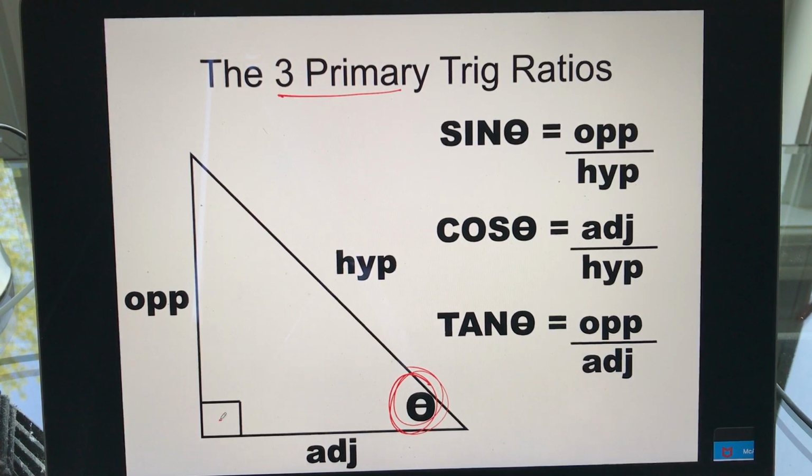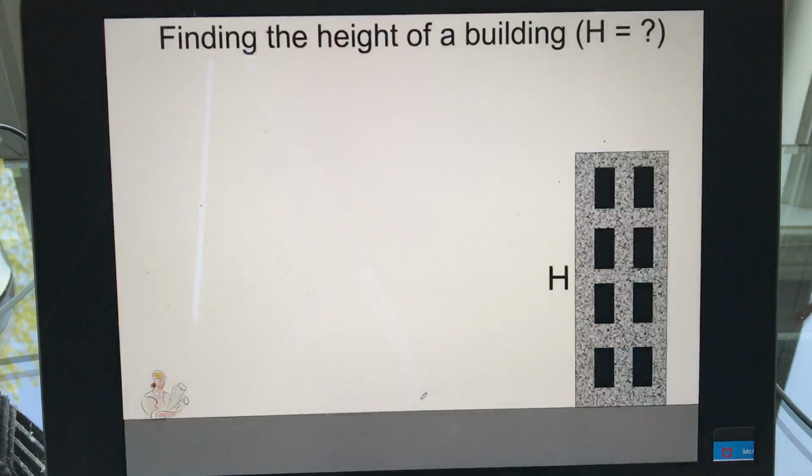We have a right angle triangle to use the three primary trig ratios. Theta is in one of the corners. It could be up here in this corner, but we'll just throw it down here. This is our theta, our primary angle. Then the sine ratio is the opposite over hypotenuse. Cosine ratio is the adjacent over hypotenuse. And the tan ratio is opposite over adjacent. So remember, it's sine theta, cos theta, tan theta. It's always relative to our primary angle theta. You have to identify that.